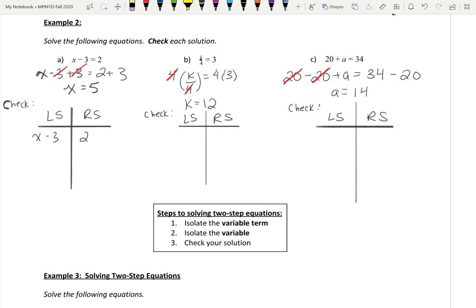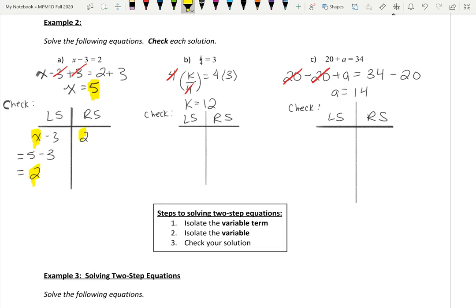Now we found the value for x to be 5. So wherever I see x here, I'm going to plug in the value that we solved for, which is 5. On the right side, there is no variable, so we can't simplify further than 2. So we're done on the right side, but I'm going to continue to simplify on my left side. Okay, I'm done. I can no longer simplify on my left side.